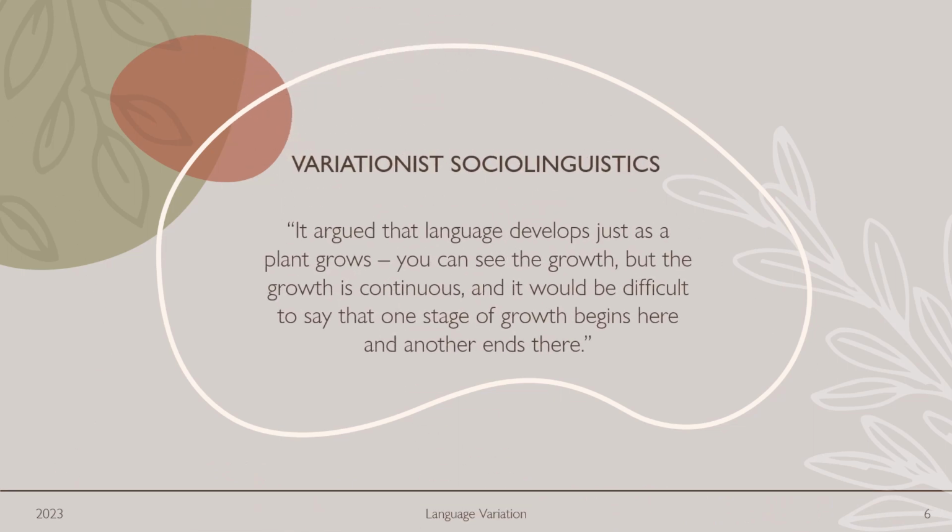Next, we have, it is argued that language develops just as a plant grows. You can see the growth, but the growth is continuous, and it would be difficult to say that one stage of growth begins and another ends there. So language is forever changing. We can see it clearly now, especially with the use of social media sites like Twitter and the creation of the 140 characters or less.